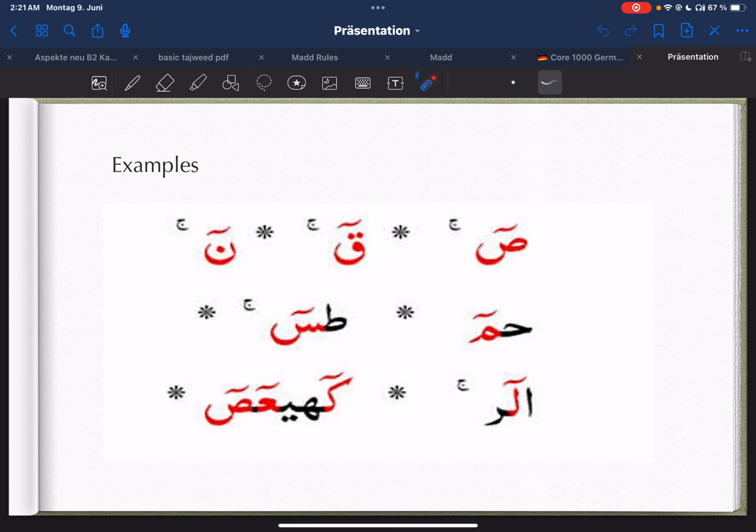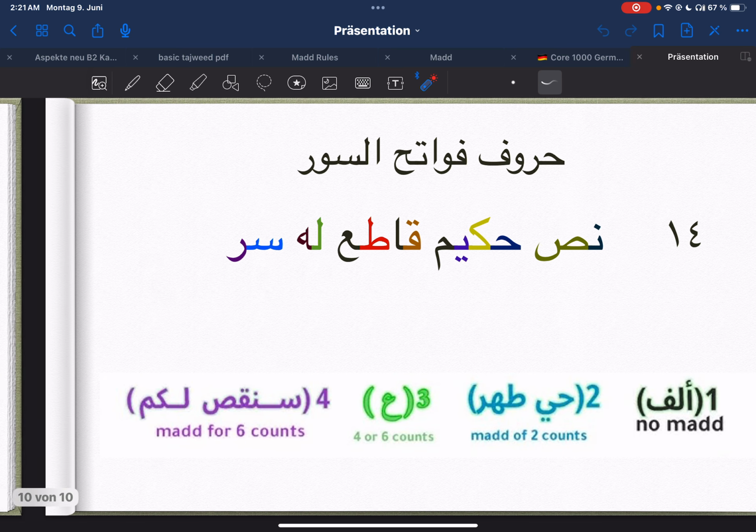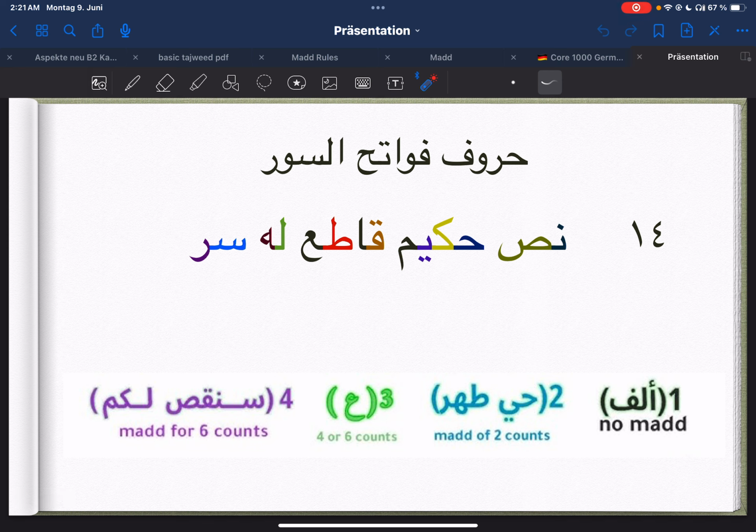We will practice them again and more in our daily reading of the Quran. But before we end this session, I want to add something about the letters at the beginning of surahs. In this sentence, نص حكيم قاطع له سر, we have the 14 letters that appear at the beginning of surahs, collected in this sentence. This is a second sentence that you can memorize to add to your knowledge, since it contains all the letters that appear at the beginning of surahs.